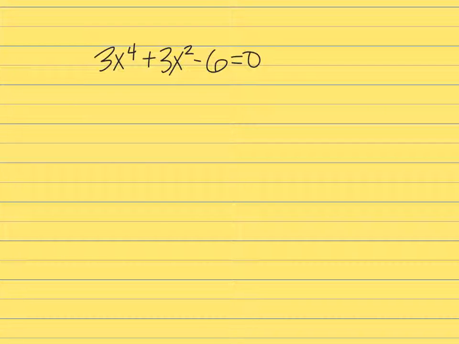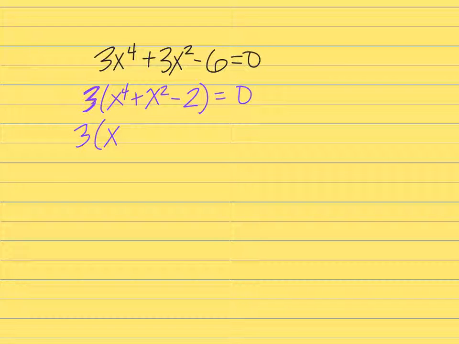Okay, the next one was on the back side, and it looked like this: 3x to the 4th plus 3x squared minus 6. We're supposed to graph that. So the first thing I'm going to do is find the zeros. So I set it equal to 0. When I look at this, the first thing I notice is that all of those can have a 3 factored out. They have a GCF of 3. So if I divide 3 out, I end up with 3 on the outside of x to the 4th plus x squared minus 2 equals 0.